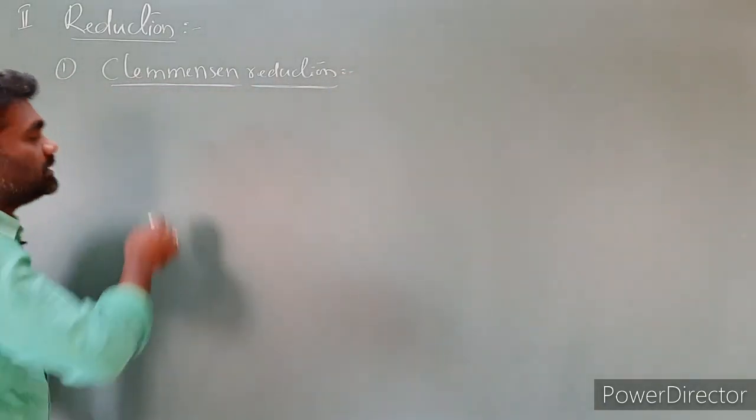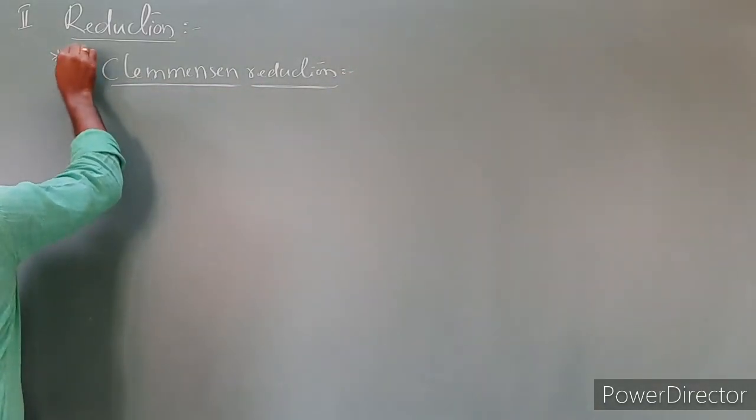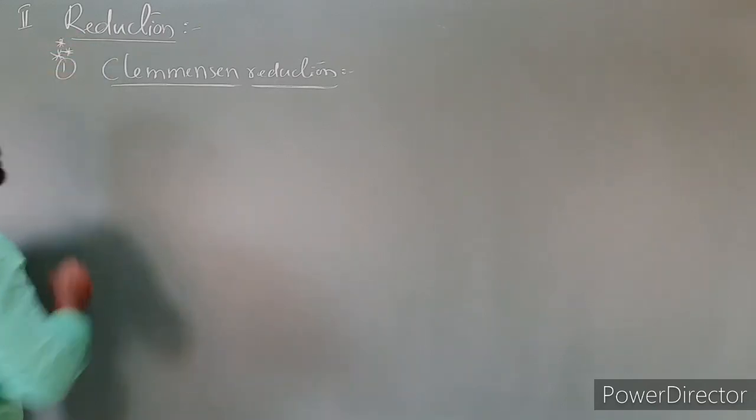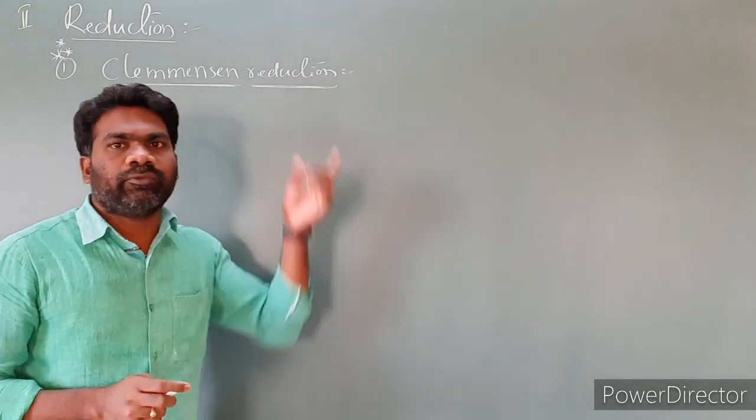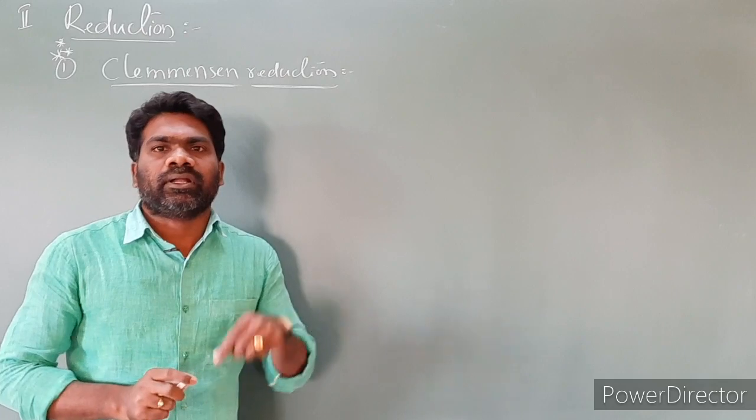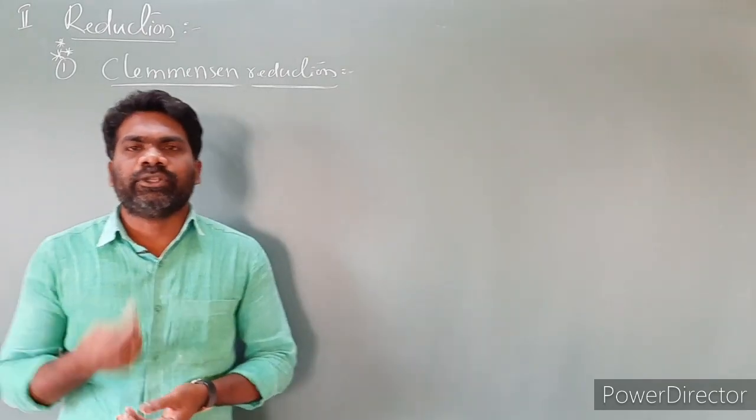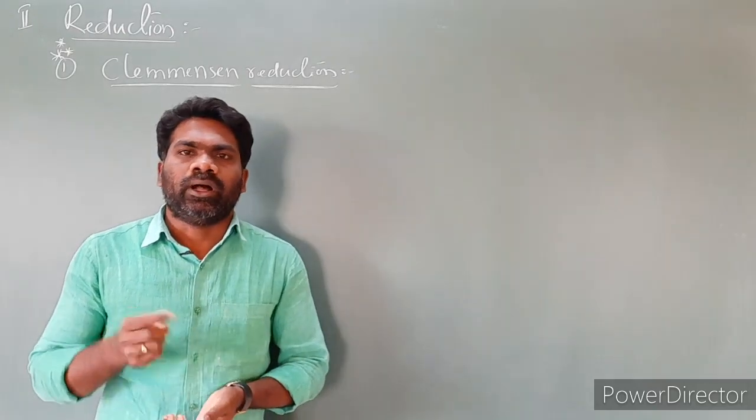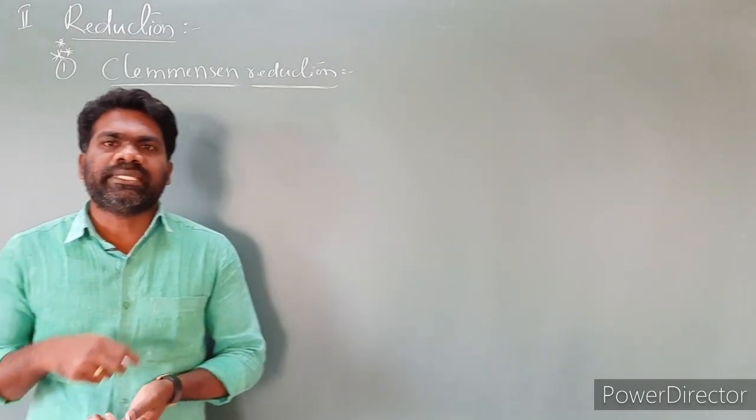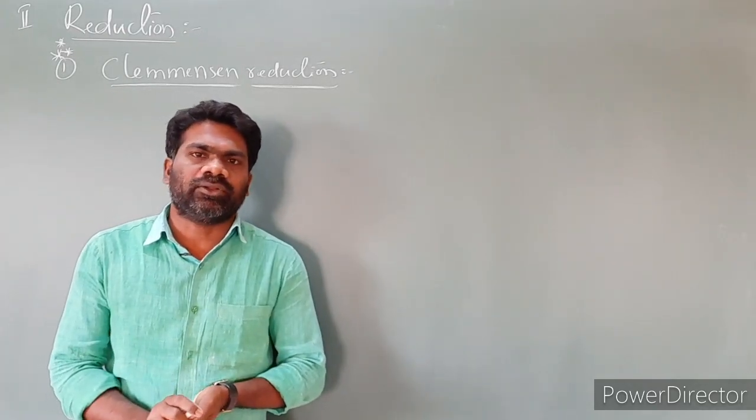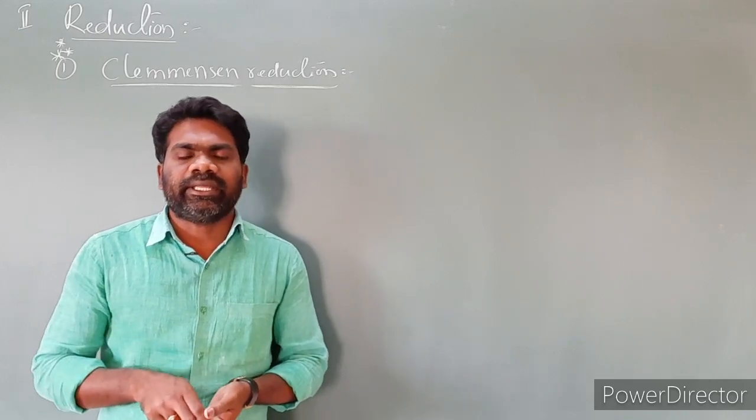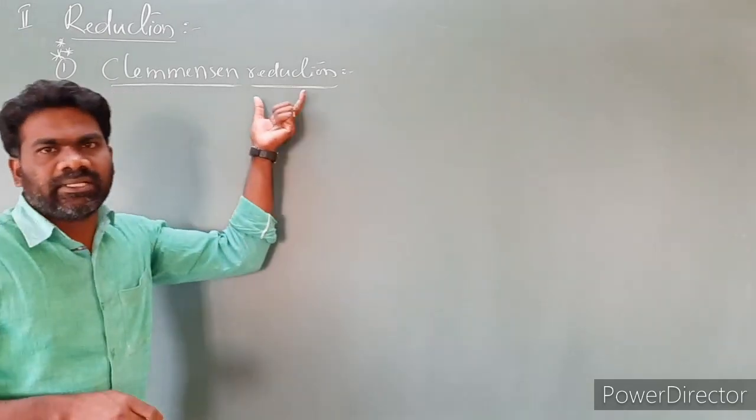For PUC, this is a very important question. Clemmensen reduction is very important for the PUC exam. So now look into what the Clemmensen reduction is. The carbonyl group of aldehydes and ketones is reduced to a CH2 group on treatment with zinc amalgam and concentrated hydrochloric acid. This reaction is known as Clemmensen reduction.